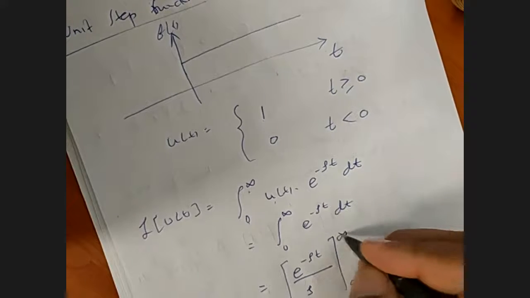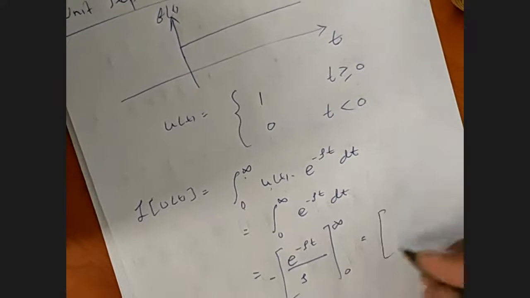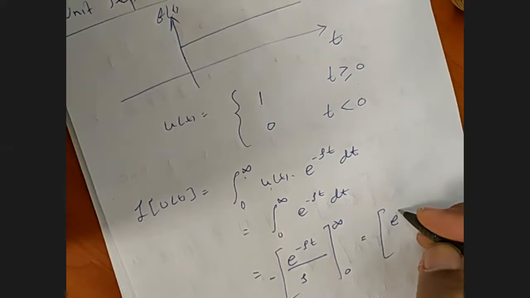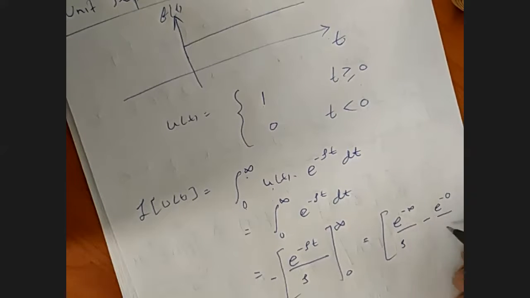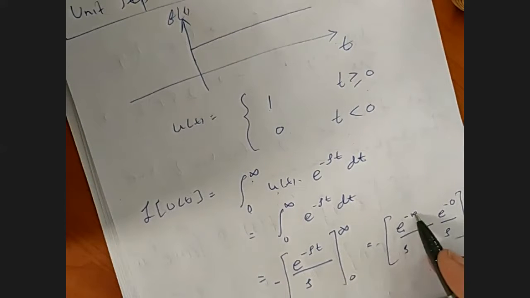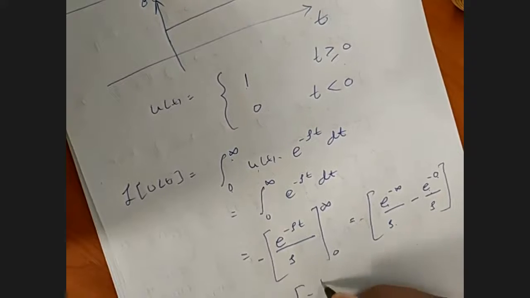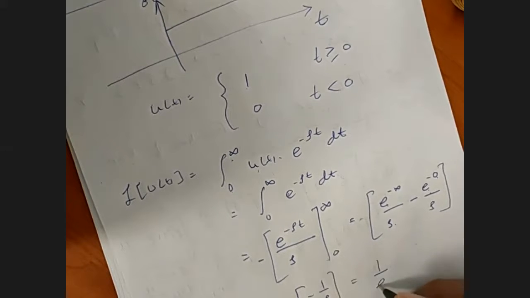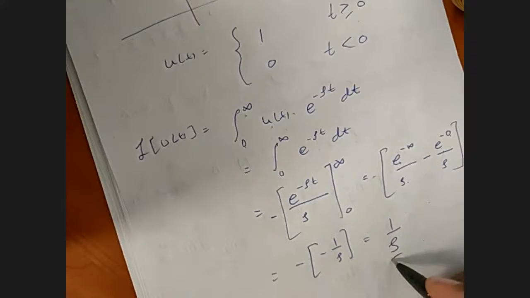0 to infinity and minus. So when we put values, it is e raised to power minus infinity upon s minus e raised to power minus 0 upon s. So it will be e raised to power minus infinity means 0, and e raised to power minus 0 means 1. So it will be minus 1 upon s. That means 1 upon s. So Laplace transform of unit step function is 1 upon s.